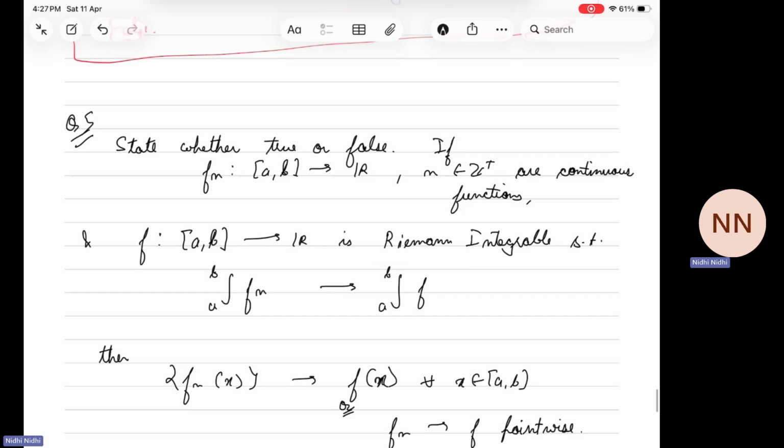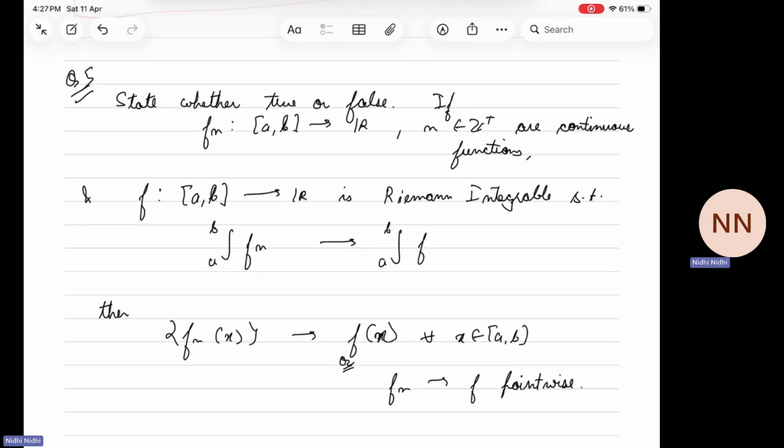For this problem, I'm giving you a hint that the statement is false. I would like you to look up some example of a sequence fn such that the integral is converging to the integral of some function, but the functions do not converge pointwise to that function. I'll wait for 5 to 10 minutes. Just try to build up a sequence of functions fn which are all continuous and hence integrable, of course, whose integral is also converging to the integral of some function, but there is no pointwise convergence. Just think.